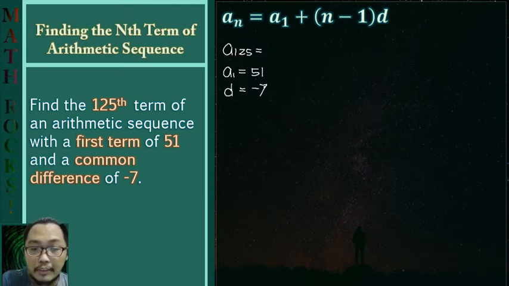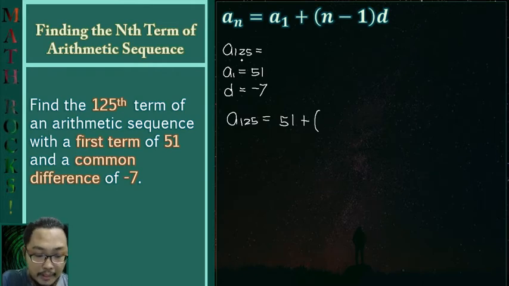We have to substitute all these known values for a sub 1 and the common difference in our formula. So we let our a sub n be a sub 125, while the value of a sub 1 is equal to 51.